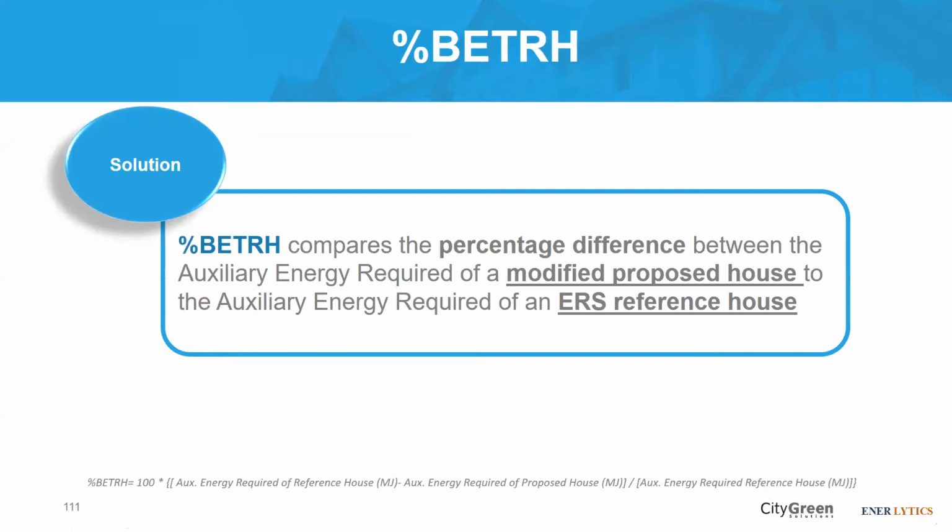So the solution to these two challenges was the introduction of the percentage better envelope than reference house, which compares the percentage difference between the auxiliary energy required of a modified proposed house to the auxiliary energy required of an ERS reference house. And in part 2 of this presentation, my colleague Niels will be doing some detailed explanation of how this modeling exercise is undertaken.